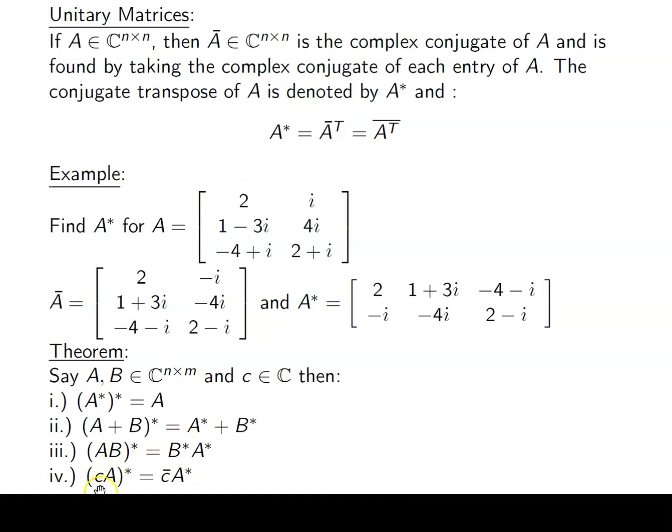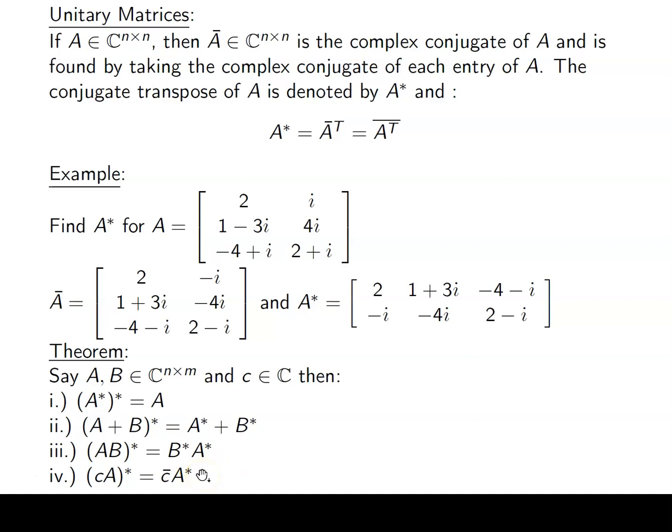Our last one is that if I have a complex scalar times my matrix, and then I star that, I can pull out the complex conjugate of the scalar and multiply that times my star transpose, and those will be equivalent.